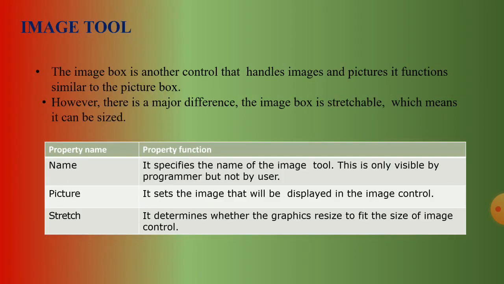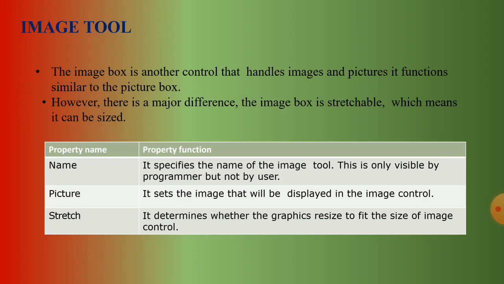Next is the image tool. The image box is another control that handles images and pictures. It functions similar to the picture box. So we have the image tool, and at the same time we have the picture tool. The major difference between the image box and picture box is that the image box is stretchable, which means it can be sized, whereas the picture box cannot be stretched. It cannot be sized. It will be only in a particular size itself.